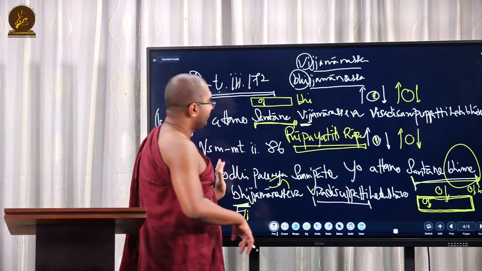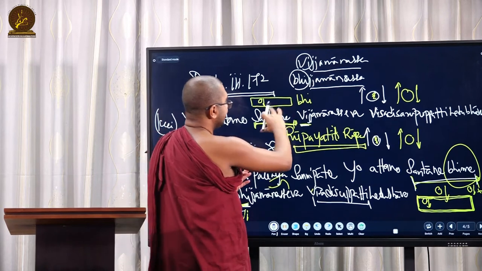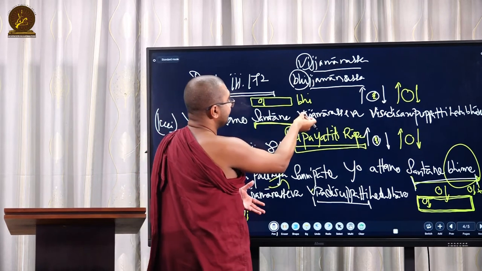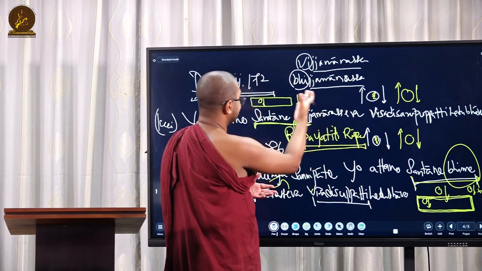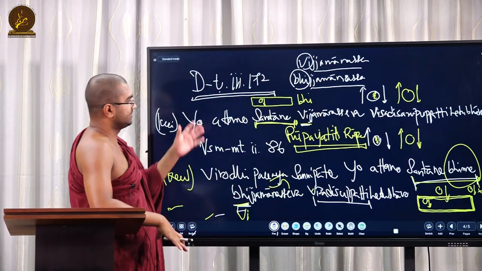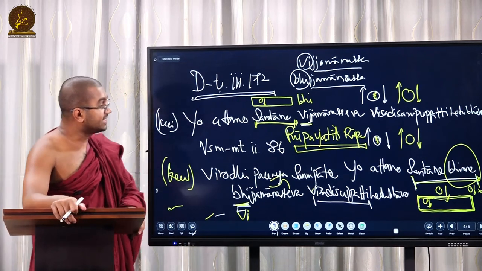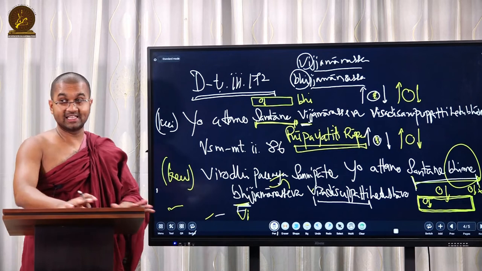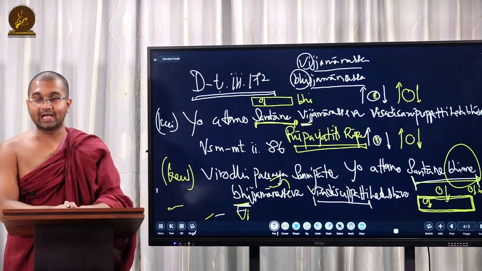So we find no problem here if we put the vijjamana only. So in the santana, realities that are existing, the change happens in the realities that are existing within a santana. It's a very simple sentence. As you said, Dr. Ryan, it seems like they are different sentences. Very difficult to bring them into one idea.